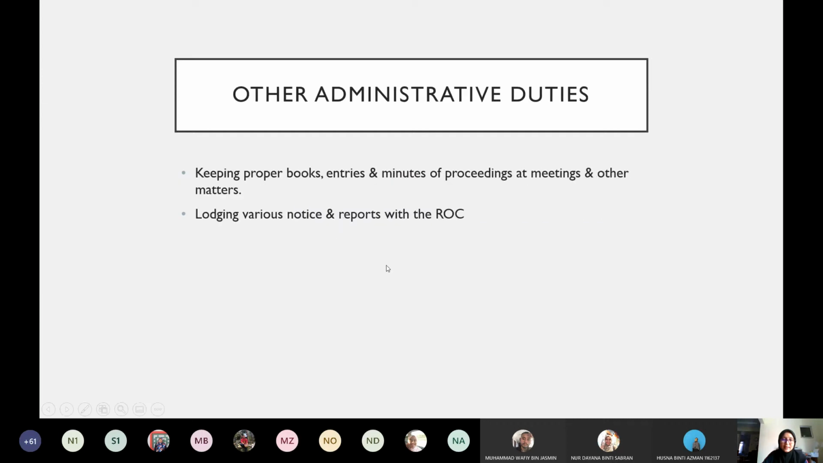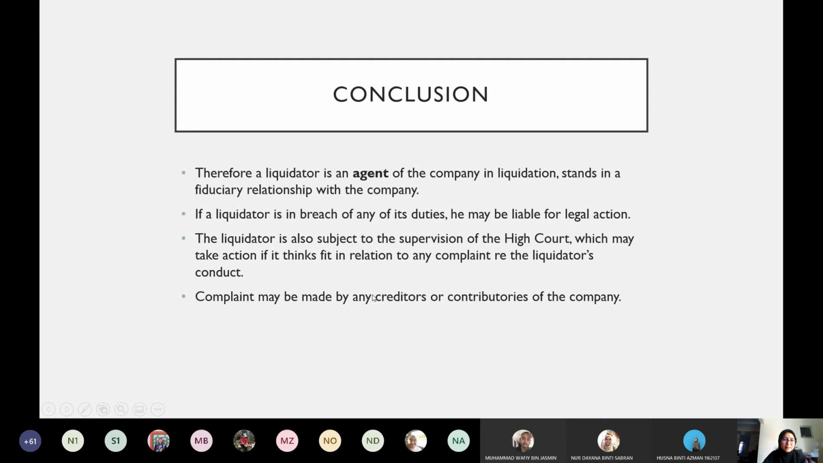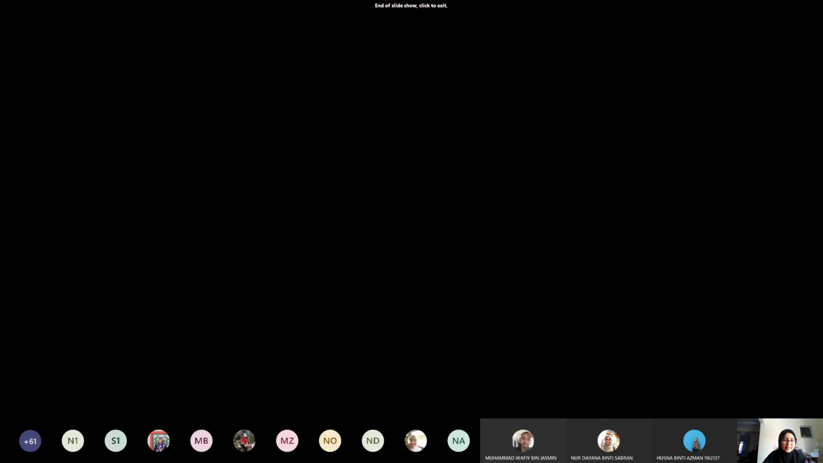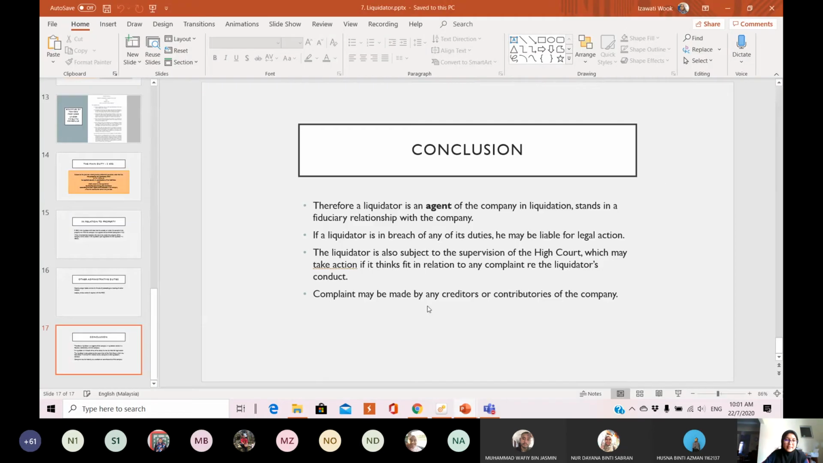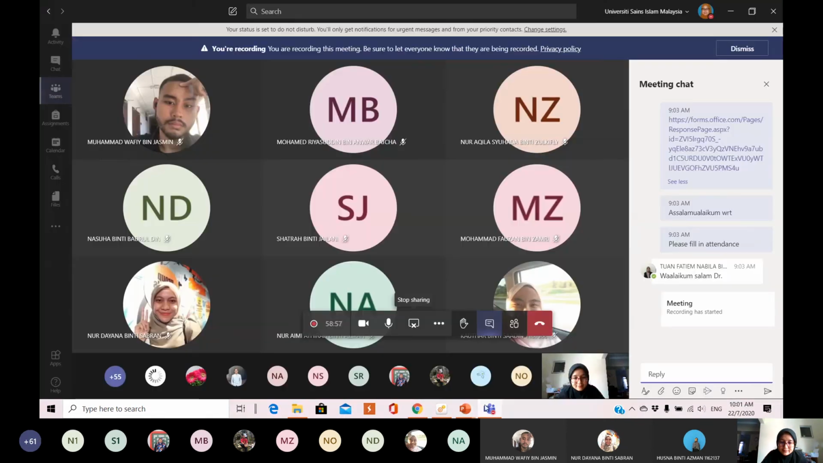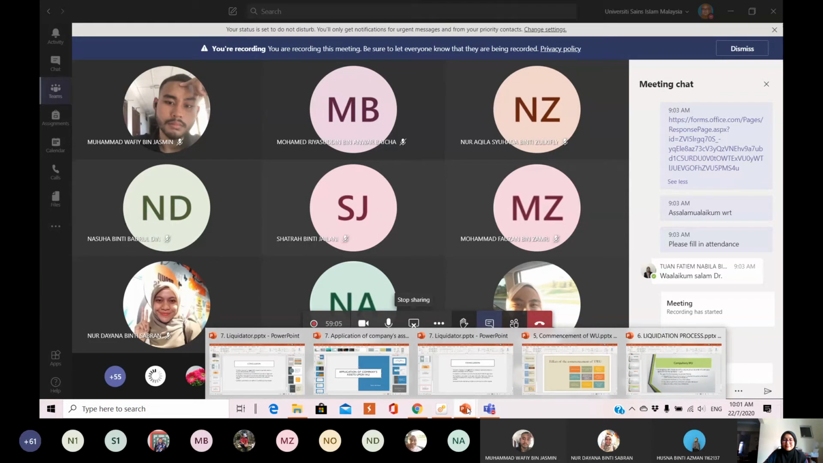Okay, so saya tak nak pergi in detail sangat tentang yang ni lah. Okay, so that is about liquidator. Okay, any question? Tak ada soalan, okay. Boleh follow ke? Saya cepat sangat ke?